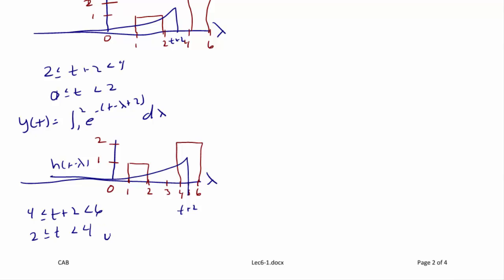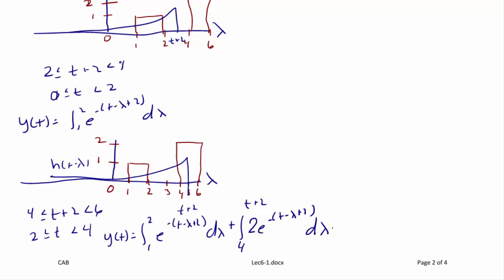and 4. So y of t is equal to the sum of two integrals: from 1 to 2, e to the negative t minus lambda plus 2 d lambda, plus the integral from 4 to t plus 2. And this one has an amplitude of 2, so this is 2 e to the negative t minus lambda plus 2 d lambda.